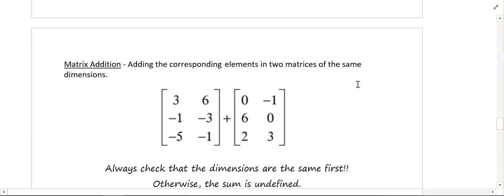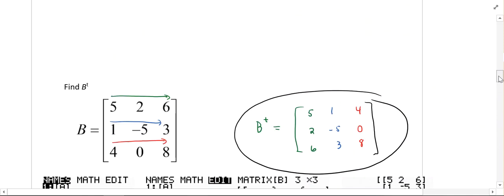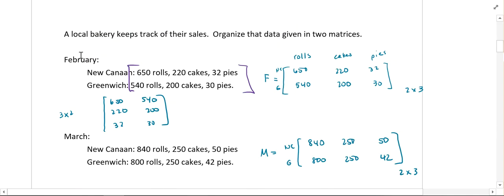So we can do matrix addition, that's adding the corresponding elements in matrices of the same dimension. It's really important here. The critical piece here is the same dimensions. You can only add two matrices if they have the same dimensions. And I'm also going to go back to our example for a minute. Those dimensions have to make sense. So I'm going to add rows and rows. We don't want to be adding rows and pies because it's not going to give us the same information.